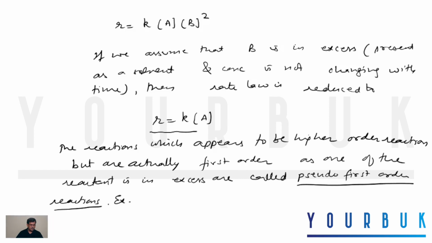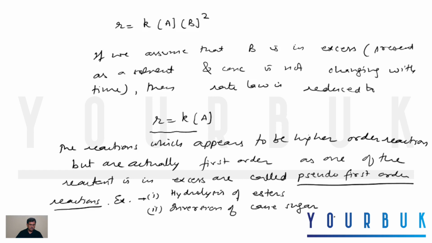Examples are, first, hydrolysis of cane sugar or hydrolysis of an ester, and the second is the inversion of cane sugar. So these are two examples of pseudo first order reactions. So this is all about the types of rates, average rate and instantaneous rate, and the order of a reaction.